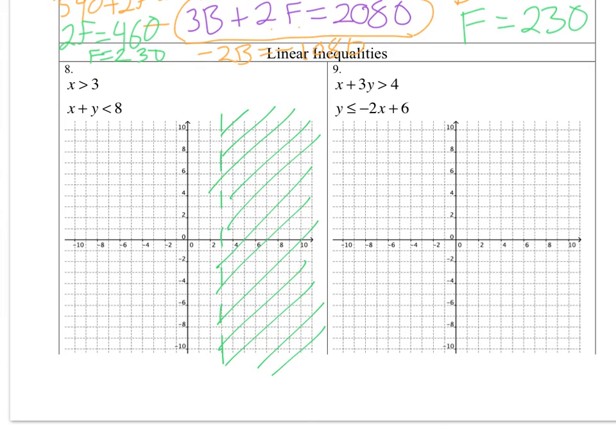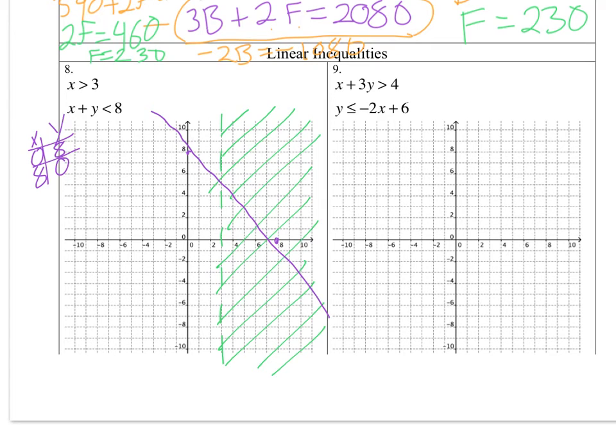Okay, x plus y is less than 8. That looks like standard form to me. So I'm going to make a table and make 0 for x and for y. I get 8 and 8. So we've got 8, 0 and 0, 8. Graphing through there. Totally hit both points very easily.